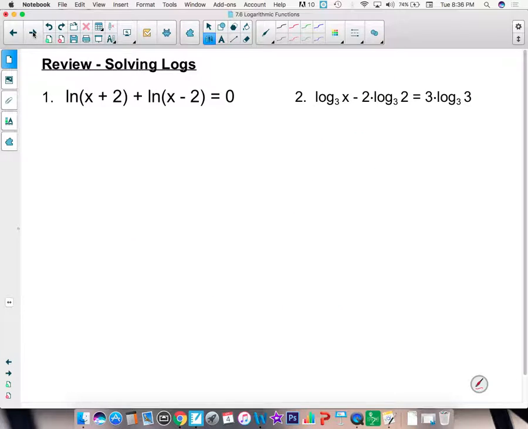So next on here I have a few problems I want you guys to review for solving logs. Go ahead and pause the video and try to finish these 2 problems.